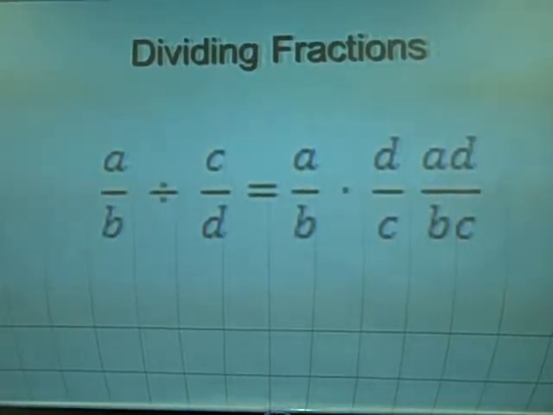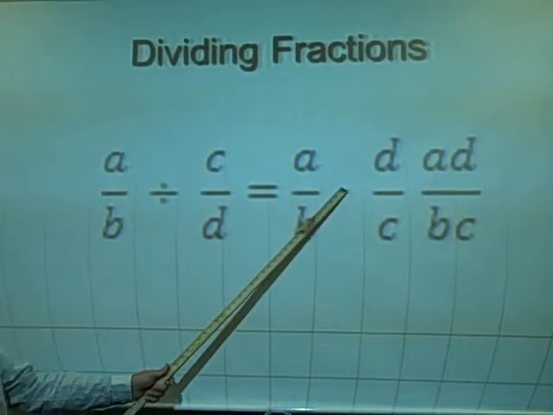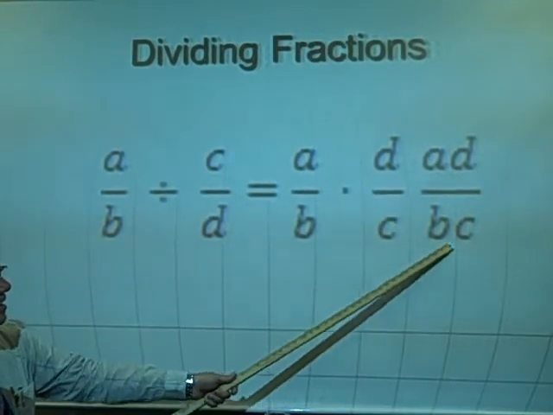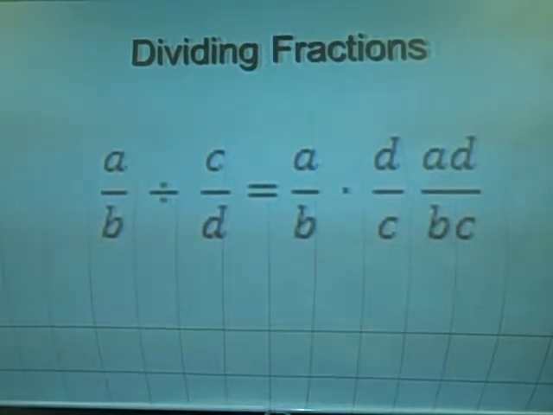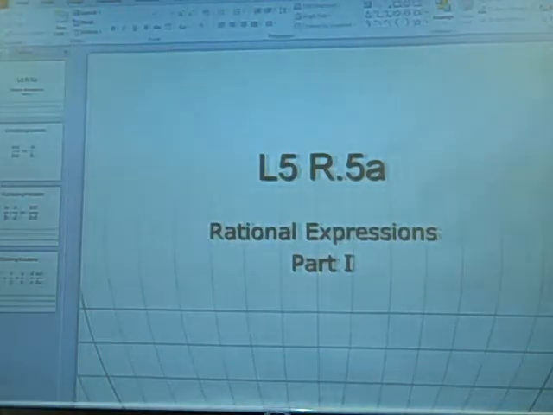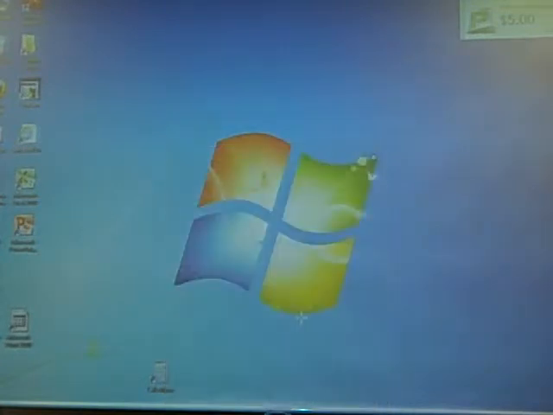Okay, so this is A over B times D over C. This should be an equal sign here. Equals AD over BC. Alright? And so there's more where we're going to get into adding and subtracting and that, but that'll be on the next lesson on rational expressions. So with that, let's take a look at some problems.